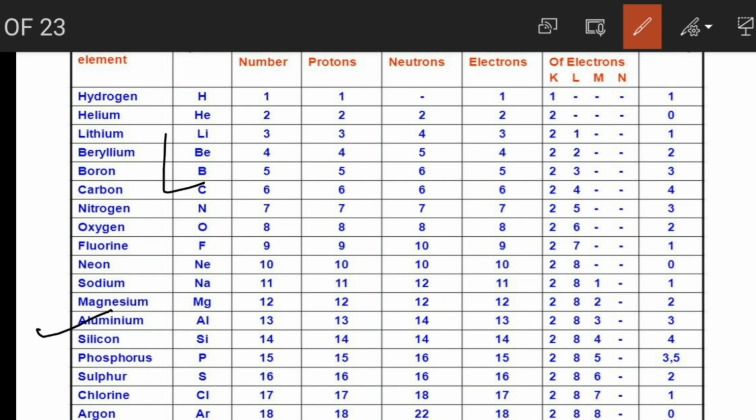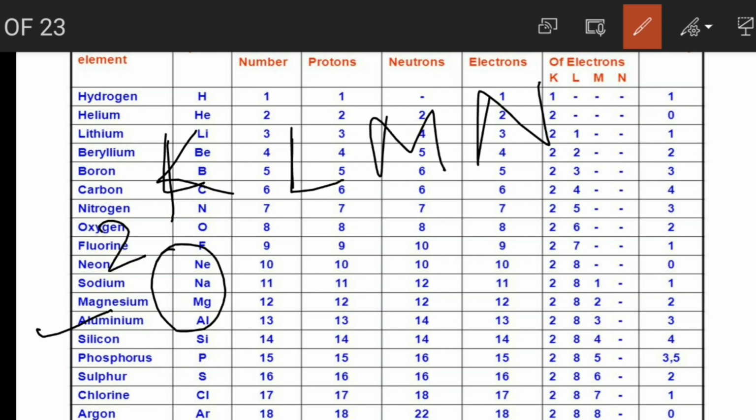So as we know, K, L, M and N shells again we will make. First shell there will be 2 electrons. Second shell there will be 8 electrons. So total we are done with 10 electrons. Now 3 electrons are still remaining. So in the M shell we will put 3 electrons.